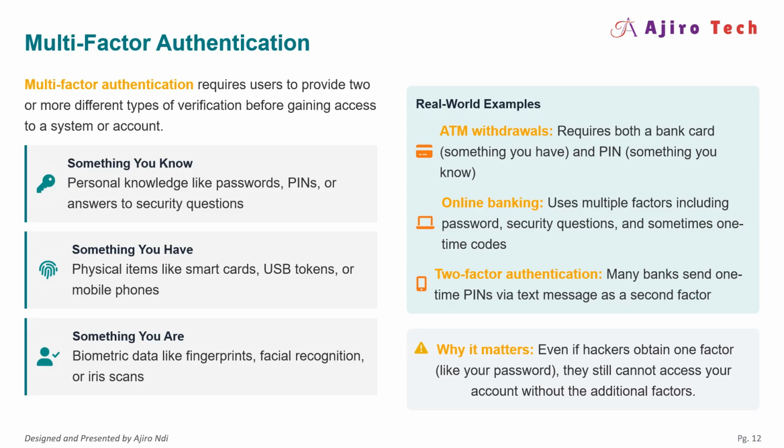For online banking, it uses multiple factors, including the password, security questions, or even sometimes a one-time token. Okay. So for two-factor authentication, many banks send a one-time PIN by text message as a second factor. So let's take note of that.